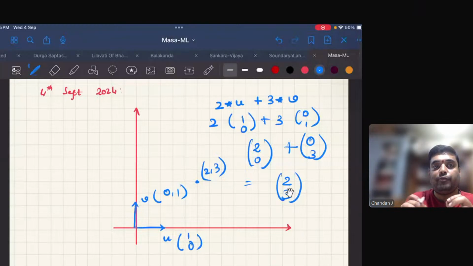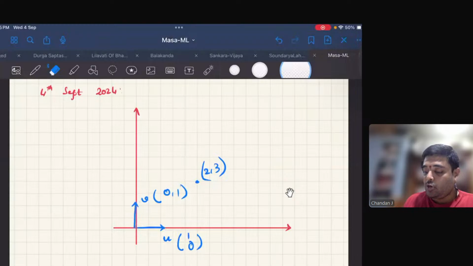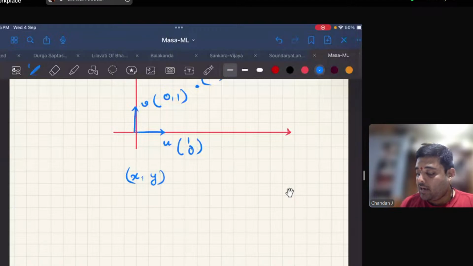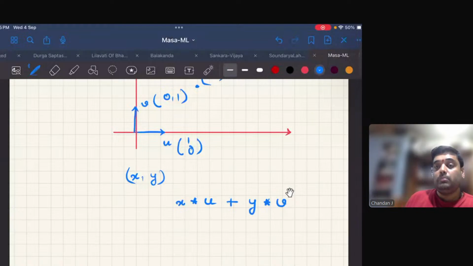Now don't get confused with the way we write it in a row or in a column. Just look at the coordinate value. That is enough for us. Similarly, not only this 2, 3, you take any value x, y. Now you can write it as x into u plus y into v. Now you can get any value.